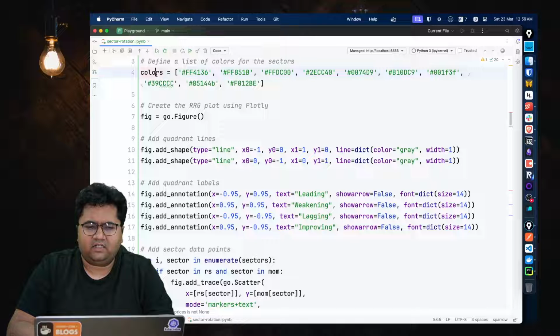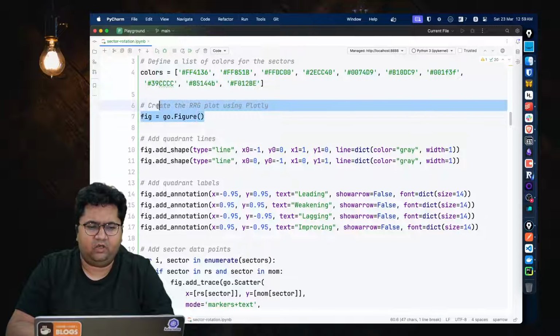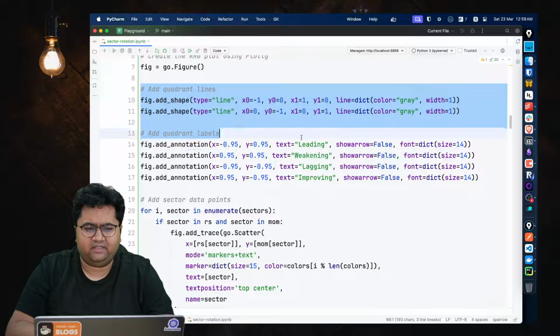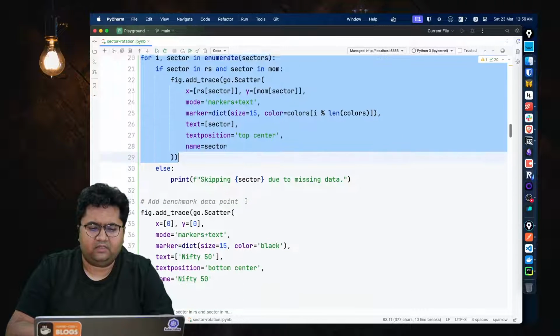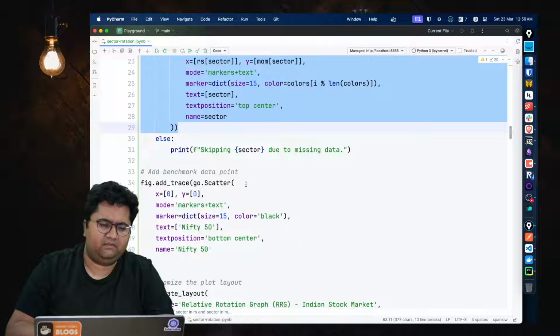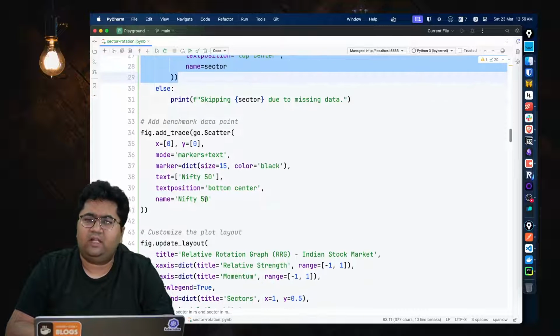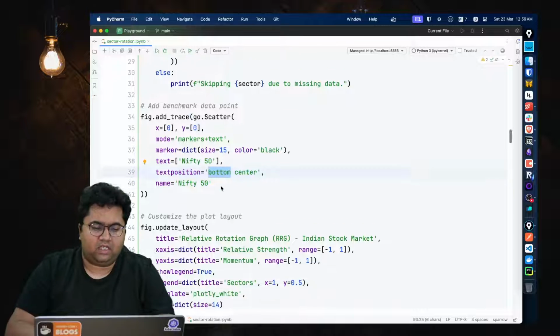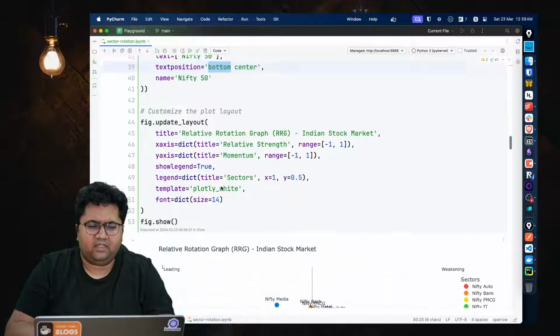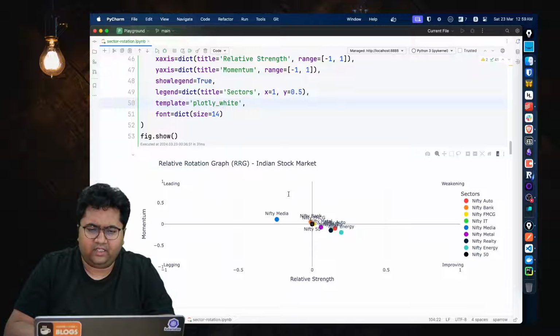So basically there are different colors specified. You have created the object, you have added some quadrant lines, you have defined the quadrant labels, and then you have added the sector data points, and if there are missing values, etc. And then you add the benchmark data point and you center it to absolute zero. And then you have added some layout. So this is what you get as a relative rotational graph for Indian stock markets. And you know, the momentum being one and improving being one, minus one, etc.